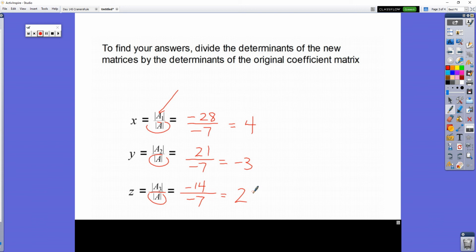Now, you can still check these answers the same way we check answers for any other type of problem. If you're not sure if these are the correct answers for your problem, you can just plug them into the original equations and make sure they work. Remember, there would need to be 3 checks because there were 3 original equations. So a lot of people find Cramer's rule to be a lot easier to do than Gaussian elimination. Let's try one more example of this.